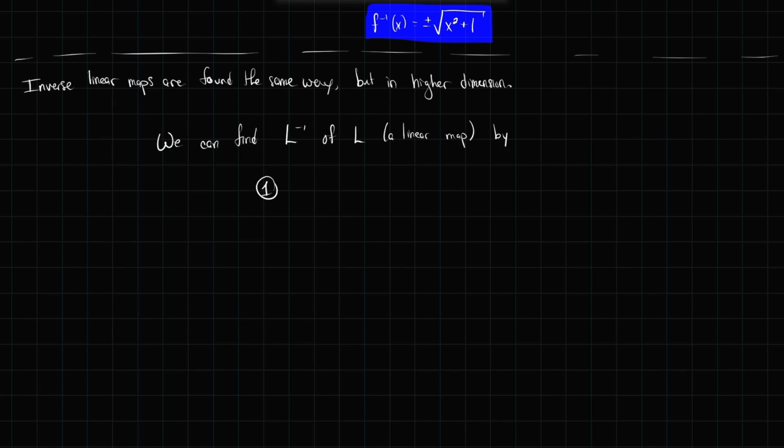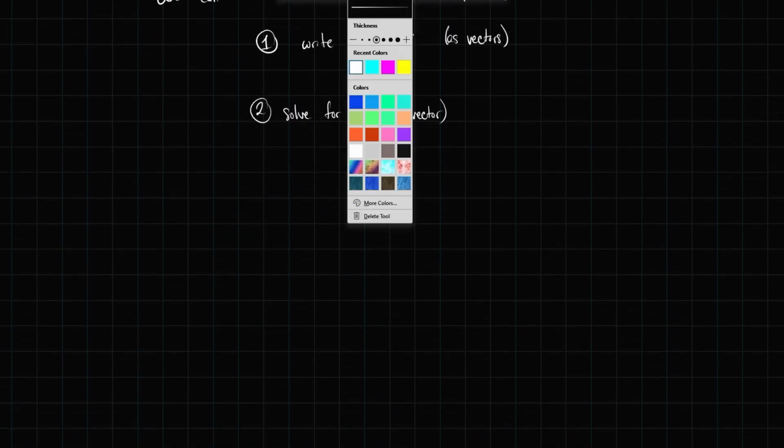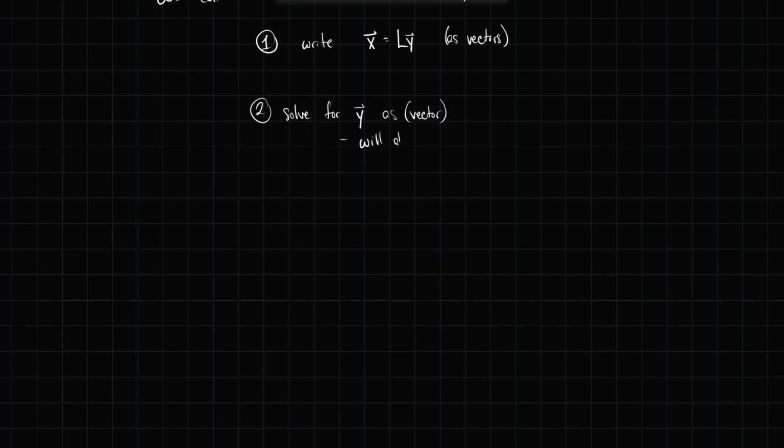by writing, right? So step 1 is you write the vector x equals L of the vector y. It's not really a multiplication yet, but x equals L acting on y as vectors. And then in step 2, you solve for y as a vector. So let's actually see this in action. By the way, solving this will always be by solving a system of equations. So who doesn't love solving systems of equations? Let's see this in action.